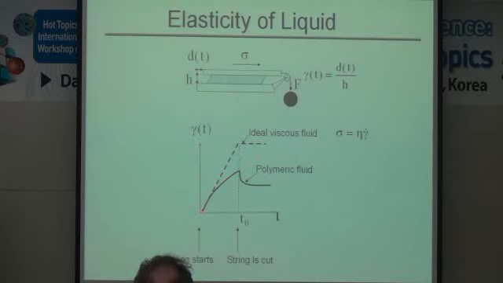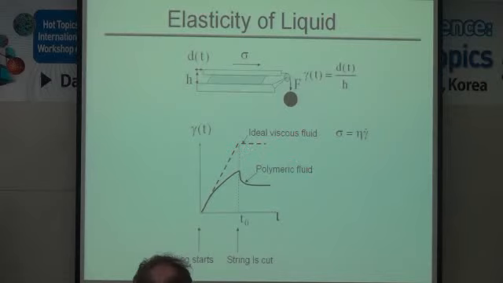So the shear strain increases, the plate starts to move with constant speed, and at some time t naught, if we cut the string here, then we set sigma equal to 0, and at that time for the Newtonian fluid, the top plate stays there.